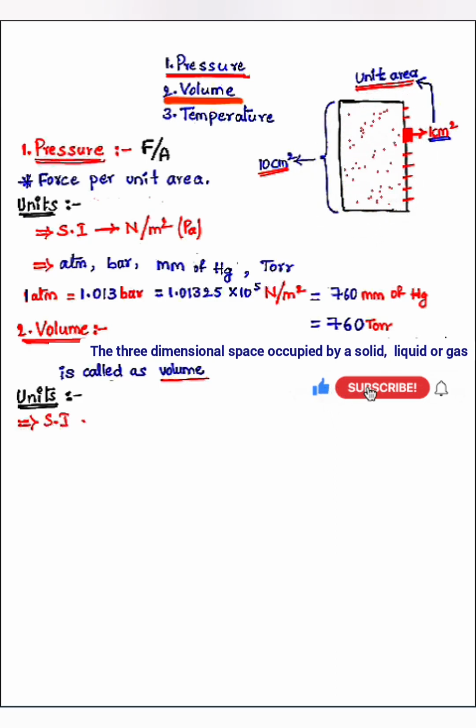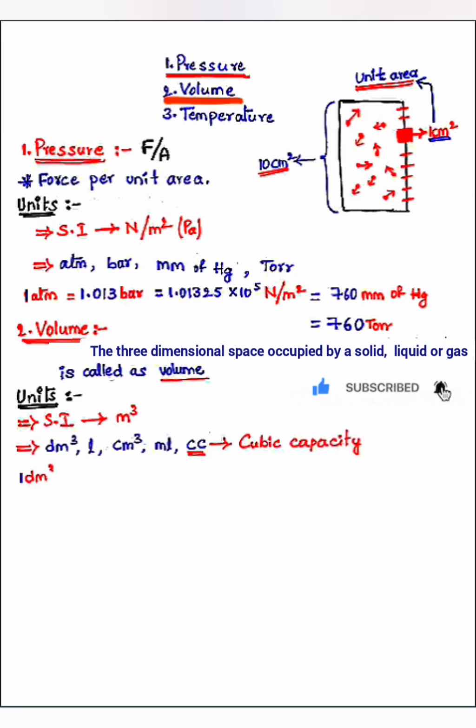The SI unit for volume is meter cube, and the other units are: 1 decimeter cube equals 1 liter, which equals 1000 centimeter cube, which equals 1000 milliliter, which equals 1000 cubic capacity. This is what I want you to remember regarding volume.